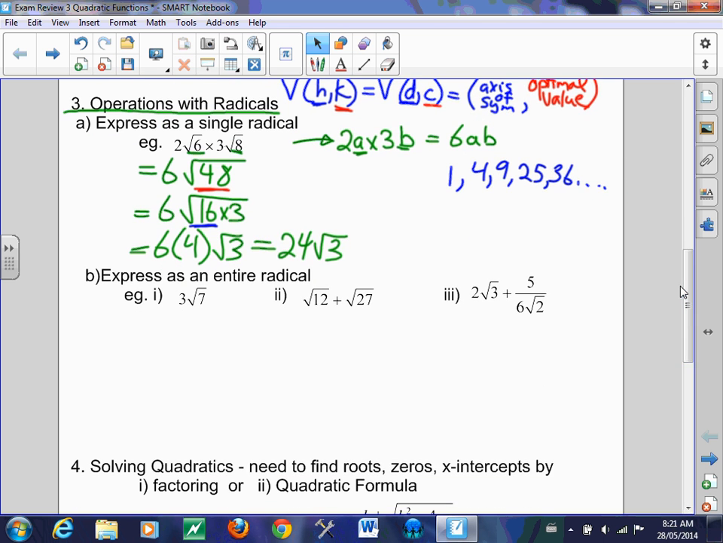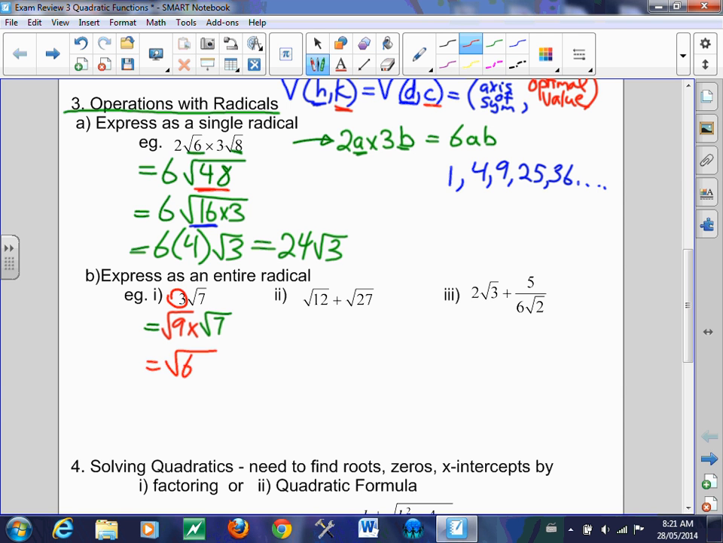B, express as an entire radical. So what we need to do is bring them all inside the square root. Okay? So what we need to realize is that, hey, root 7 is already in there. But how do we express 3 as a root? Well, we got to times it by itself. So you got to say, hey, 3 times 3 is 9. So then you take root 9 times root 7, which is root 63. You're working backwards to what you just did above there.